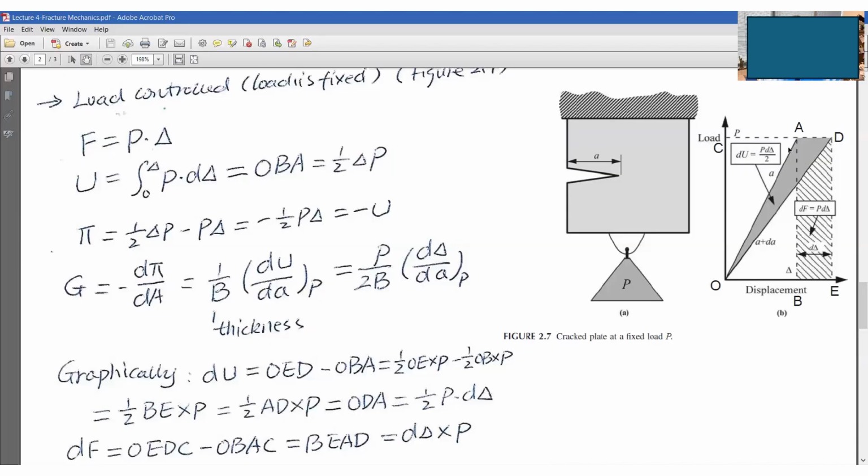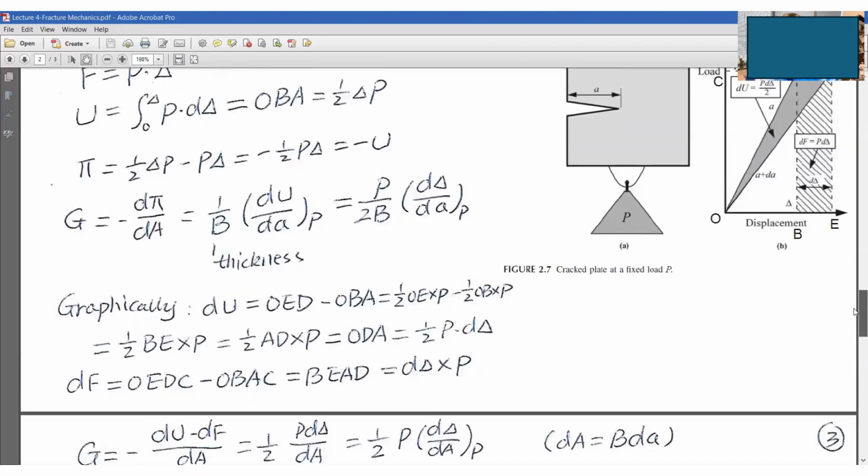OE multiplied by P, and this triangle, OB multiplied by P. This one minus this one equals half BE multiplied by P, and then equals 1/2 AD multiplied by P, equals ODA, and finally equals 1/2 P multiplied by DA.